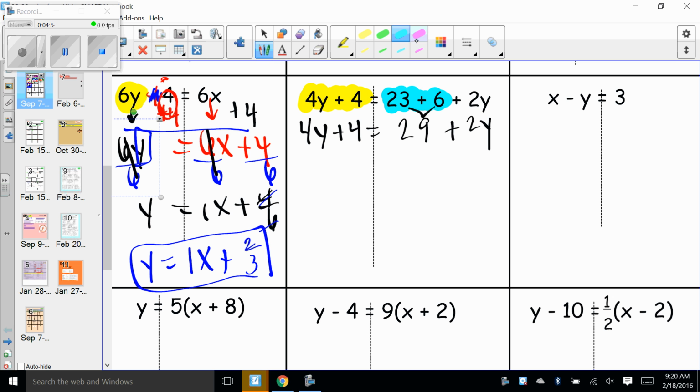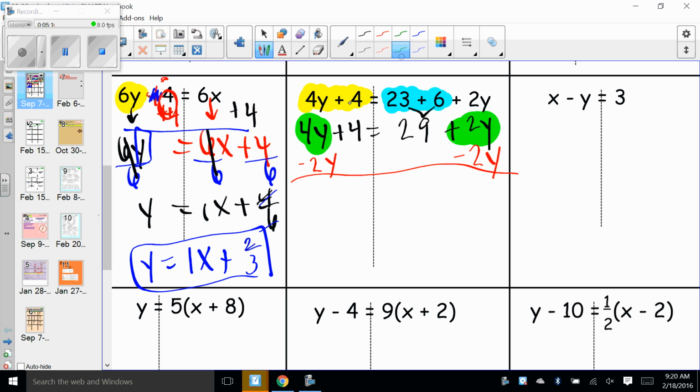Now this is called a multi-step variable equation. We have a variable y on both sides of the equation. So let's take a look at those. I'll highlight those in green. We have 4y on the left, 2y on the right. My job is to get rid of the smallest variable term. The smallest variable term right now is 2y. To get rid of it, I do opposite. So I'm going to subtract 2y, copy, paste.